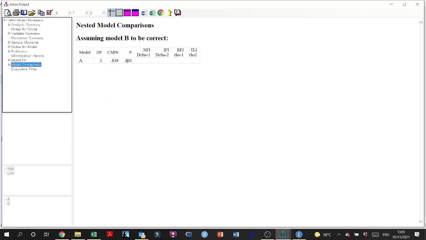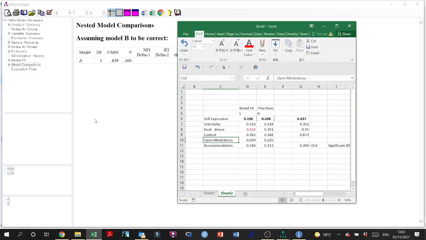The p-value. Over here, the p-value is less than 0.6. So 0.6 here is the threshold. If the value is greater than 0.6, there is no significant difference between the different groups, and this is unfortunate in our case. But if the value is less than 0.6, there is a significant difference, right? So in our case here, we have 360. So for open-mindedness, the p-value here, I'm going to put here.